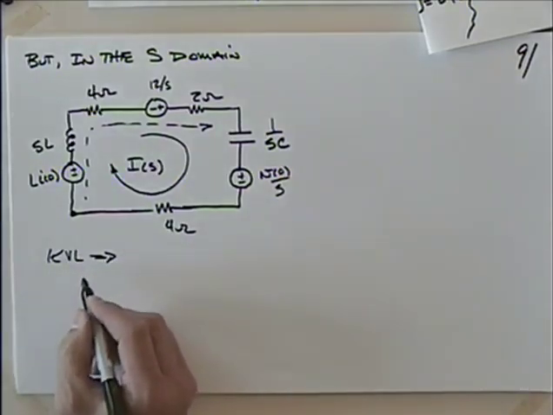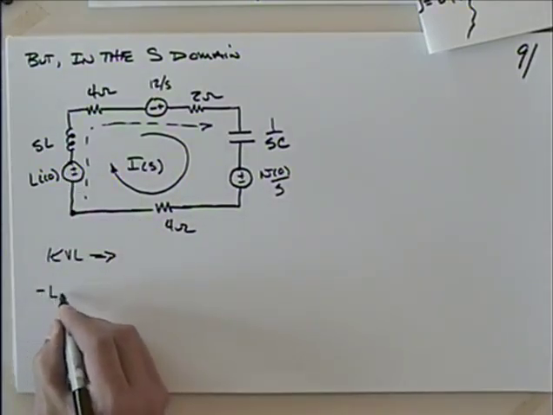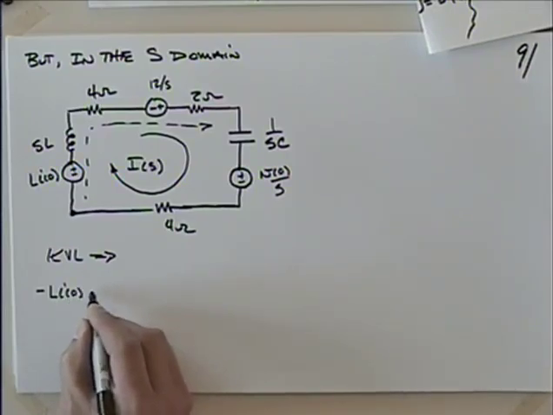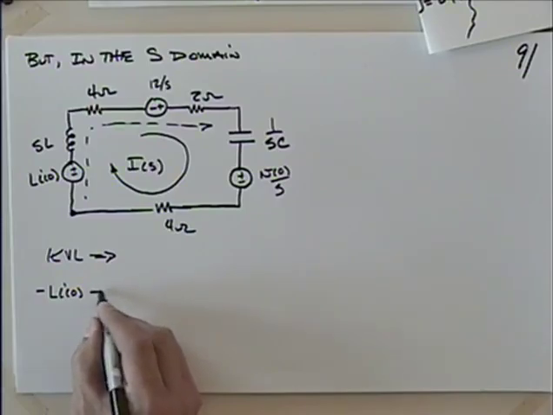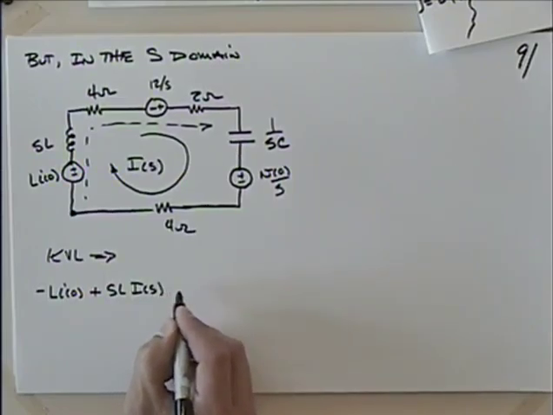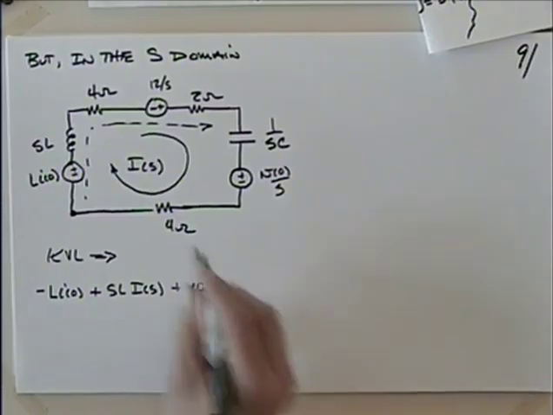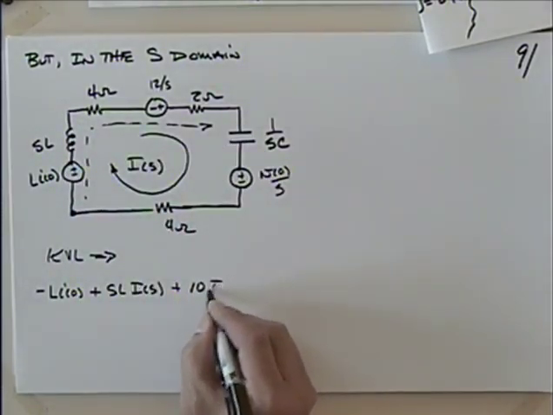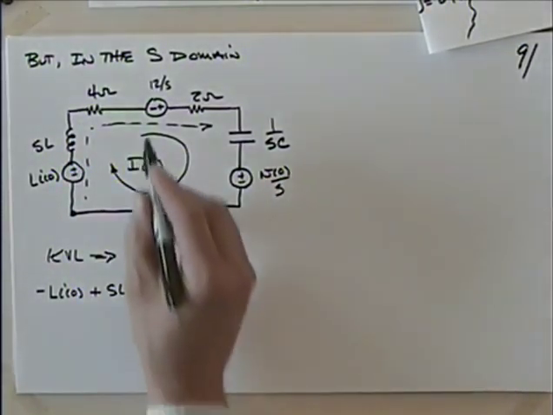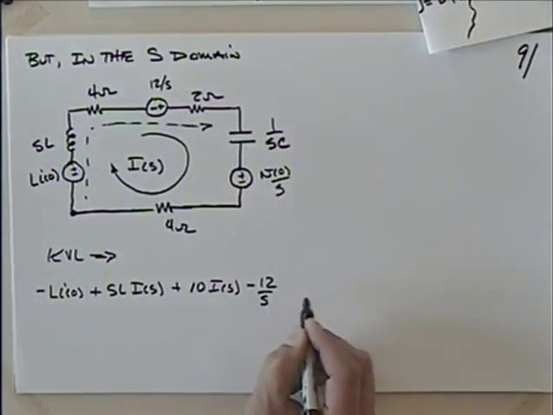So what are we going to have? This is a gain, so minus L times I naught, or the initial current, I should say. Then plus, this should be a drop, S times L times I in the S domain. And then we have a drop, so another positive, and I'm just going to lump all the resistors together again, 10 IS. And then this is a gain. So this was a gain, that's a gain, so this will be minus 12 over S.